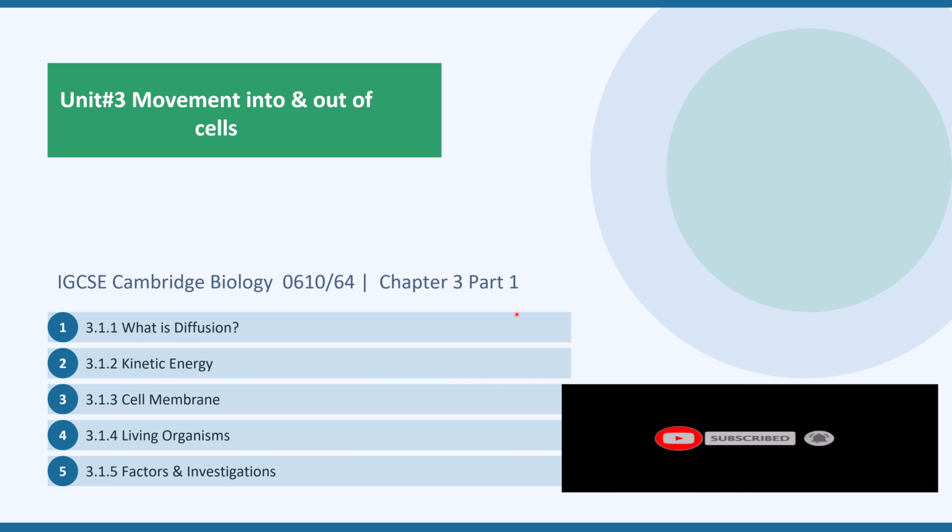Every living cell is a busy factory, and for it to survive, it needs to constantly exchange material with its environment. In this session, we will break down the mechanics of movement through these five key areas. 3.1.1 What is diffusion? 3.1.2 Kinetic energy. 3.1.3 Cell membrane. 3.1.4 Living organisms, and 3.1.5 Factors and investigations with ATP practices. ATP practices is for paper 6, which is alternative to practicals.